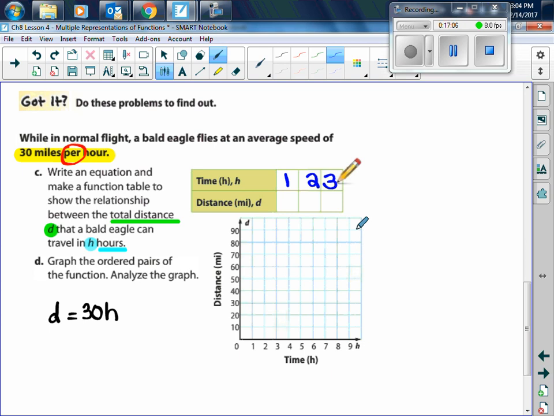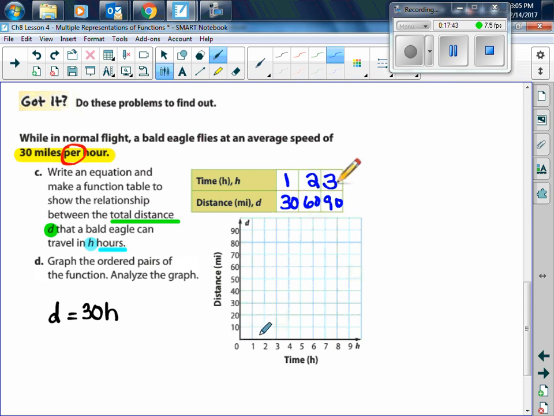Okay, so here we've got h is equal to 1. So 30 times 1 is 30. And h is equal to 2. So 30 times 2 is 60. And h is equal to 3. So 30 times 3 is 90. Very good. So our ordered pairs are 1, 30, 2, 60, and 3, 90. Very good. So now we graph.